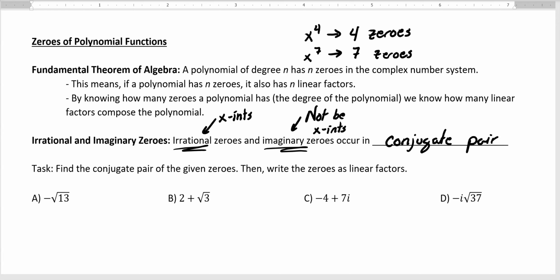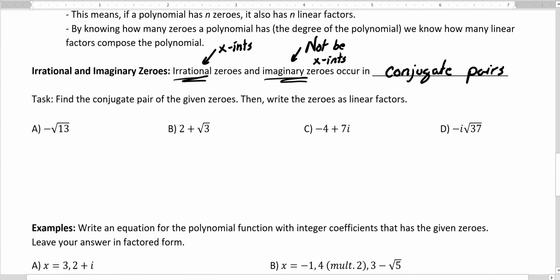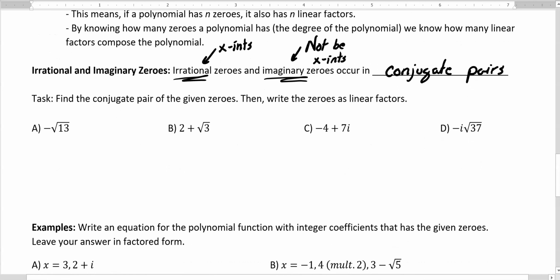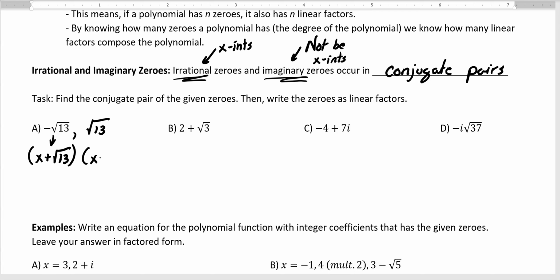Now, this may be our first exposure to conjugate pairs. So conjugate pairs is a very straightforward idea. All we need to do is switch the sign before the radical, or switch the sign before the imaginary. So if negative root 13 is a 0, positive square root of 13 is a 0. The linear factors would be x plus root 13. That's what this one would become. And x minus root 13. That's what this one would become.